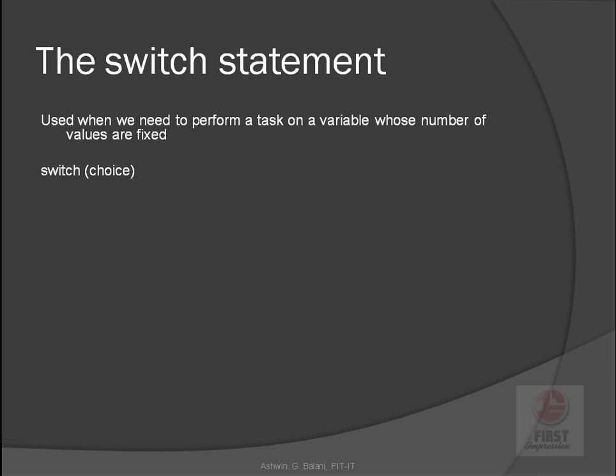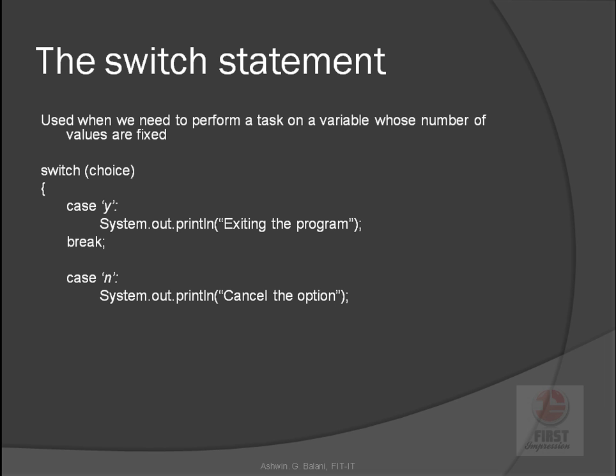For example, if we have given a user a choice to exit our program or not, we'll just switch choice, case Y, we will say system.out.println exiting the program. Say case N, it says cancel option, and if the user enters something apart from Y and N, then we have something called default. Here we will put the output invalid option. That indicates that this option that you have entered is invalid.